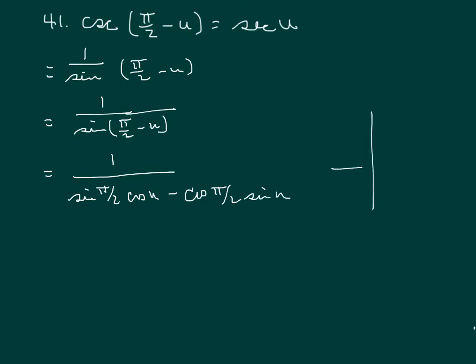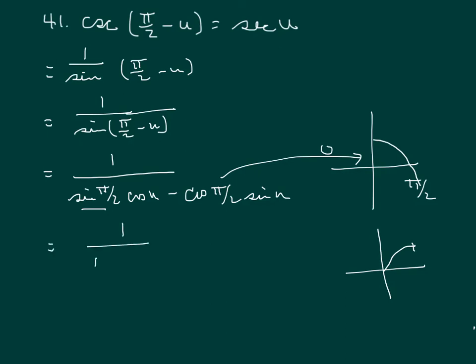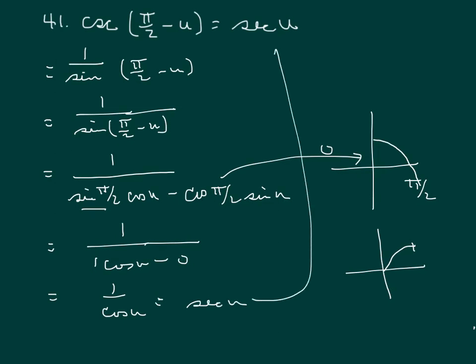If we remember the functions, the cosine looks like this. The cosine of pi halves is 0. The sine function looks like this. The sine of pi halves is 1, so this is 1 over 1 times the cosine of u minus 0, equal to 1 over the cosine of u, equal to the secant of u, which we desired to prove.